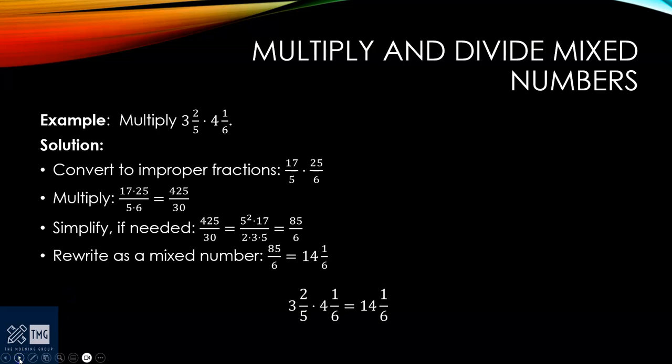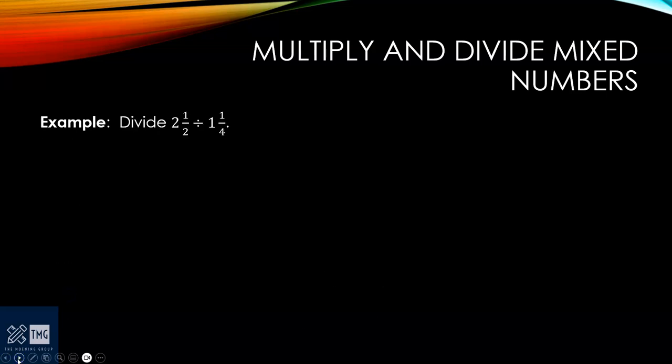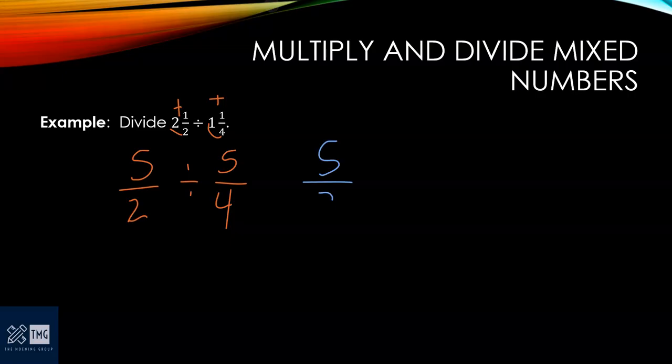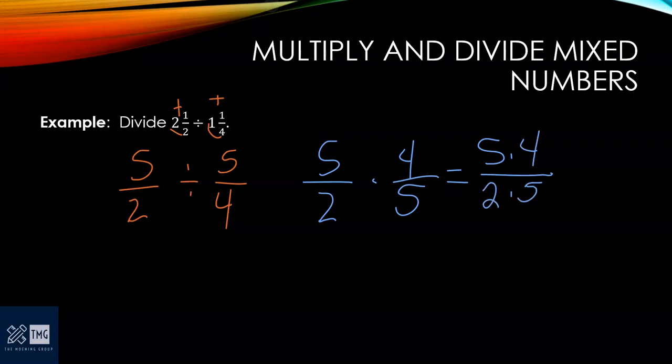All right, let's do another. Let's divide 2 1/2 divided by 1 1/4. Again, first step. 2 times 2 is 4, plus 1 is 5. 5 halves divided by 1 times 4 is 4, plus 1 is 5/4. The rule for dividing fractions: you keep the first fraction, change division to multiplication, and find the reciprocal of the second fraction. So I have 5 times 4 over 2 times 5.